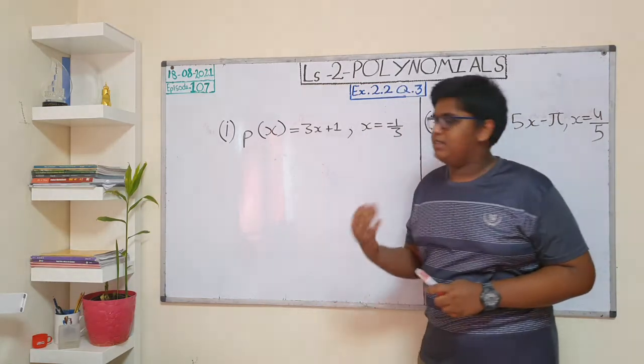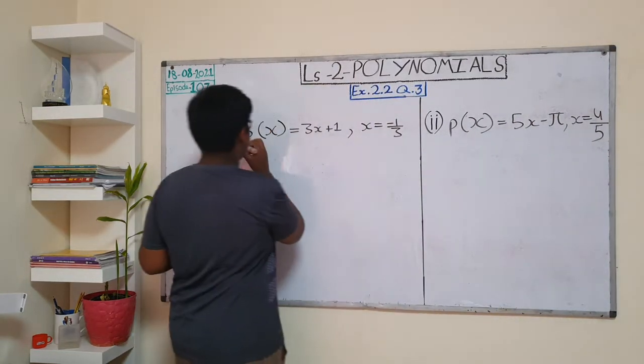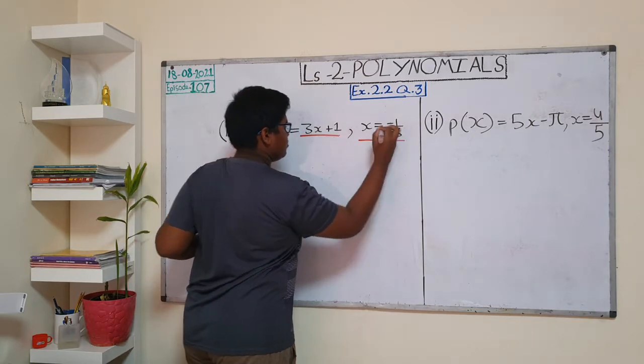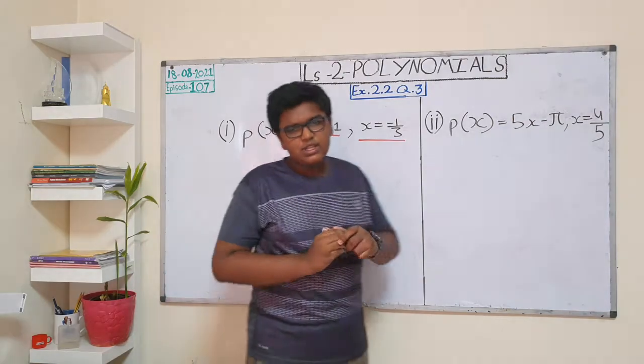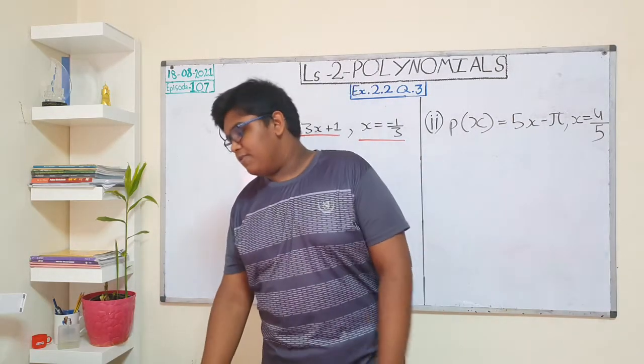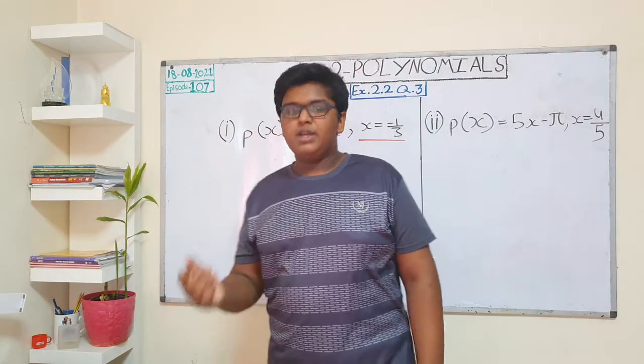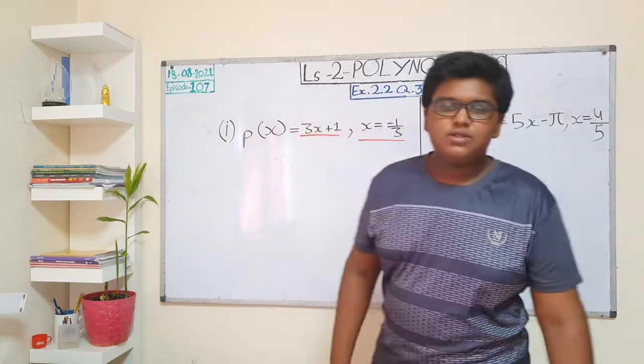Now the first question is P of x equals 3x plus 1, where x equals minus 1 by 3. So what is the heading first of all? Verify whether the following are zeros of the polynomial. Indicate against them. Now this is the question, right?